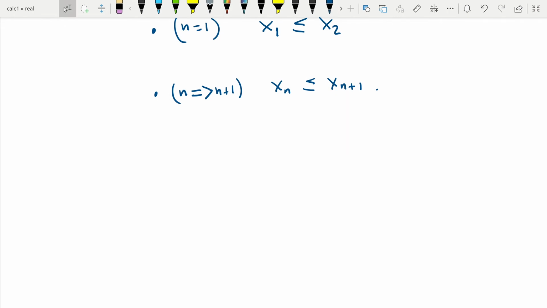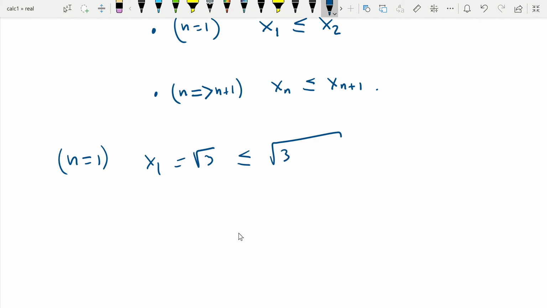Okay, we prove, we start with the case n equals 1. We need to show that the square root of 3, which is equal to x1, is less than or equal to x2. But the square root of 3, the square root being an increasing function, is definitely going to be less than the square root of 3 plus the square root of 3. This is a positive number.